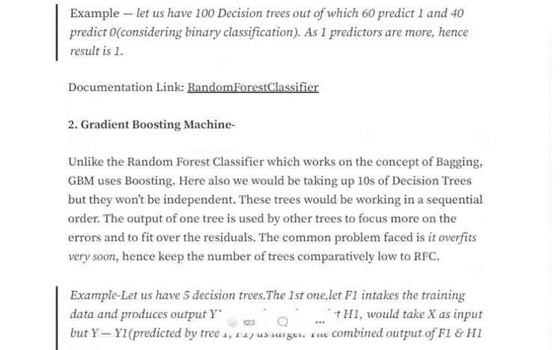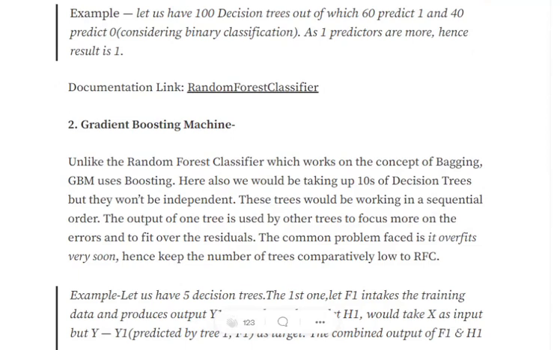Next, moving on to gradient boosting machine. As random forest was based on the idea of bagging, gradient boosting machine is based on the idea of boosting. In boosting also we are aggregating multiple trees, but with a difference. In random forest, the decision trees are independent of each other, but in gradient boosting machine, they are not. These trees work in a sequence.